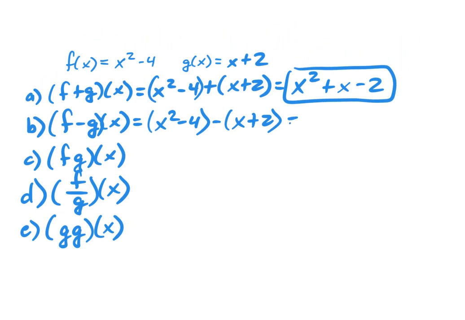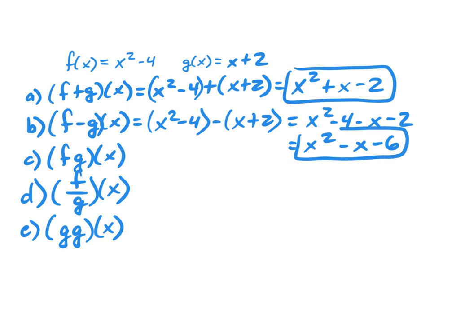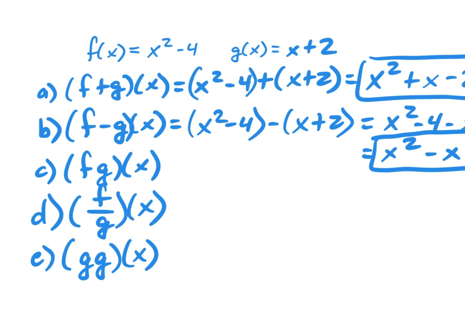And so we're going to simplify this now. X squared minus 4, nothing changes there, minus x minus 2. And then we can combine like terms. And then that would be our answer. Okay. So you have to be really careful of your signs. That's probably the biggest mistake that gets made here, is we forget to distribute, we forget to carry that negative throughout. Okay, part C is f times g.